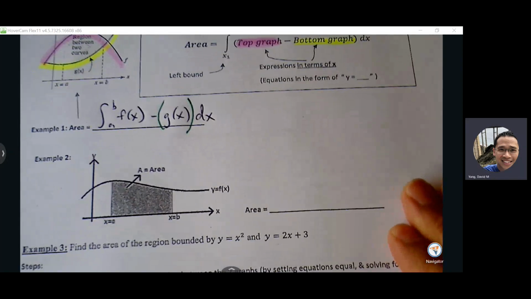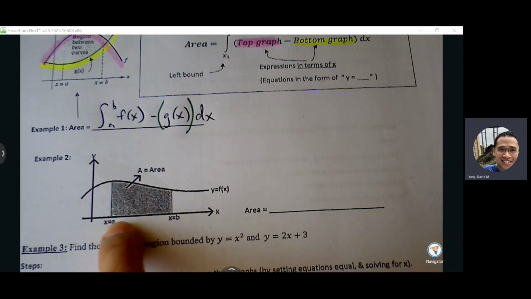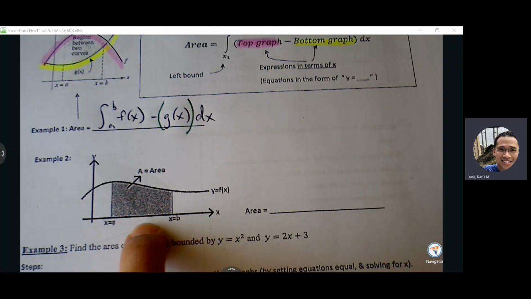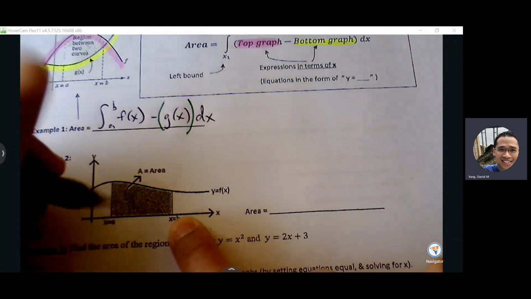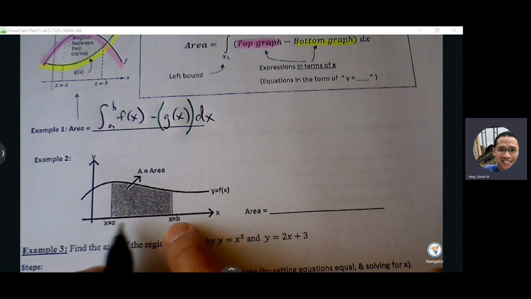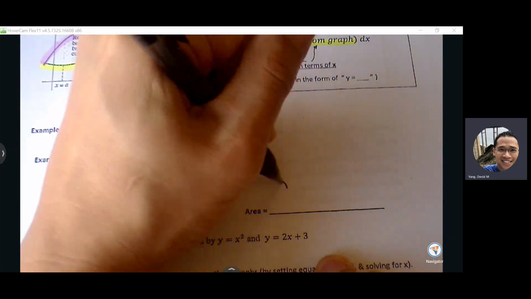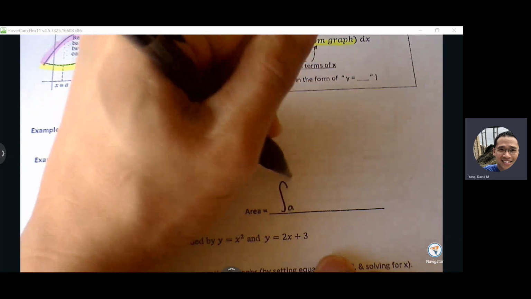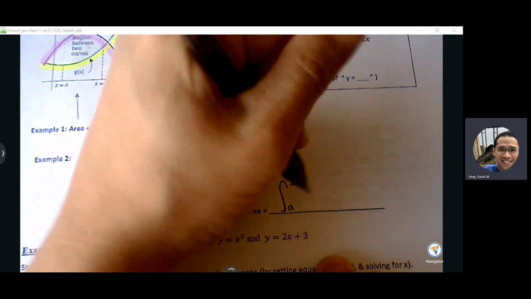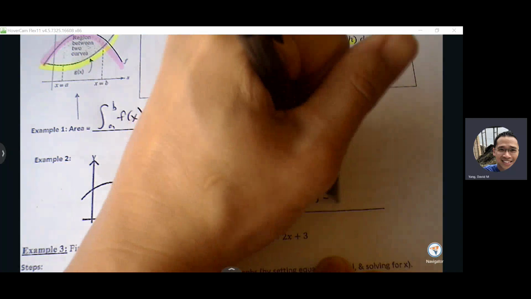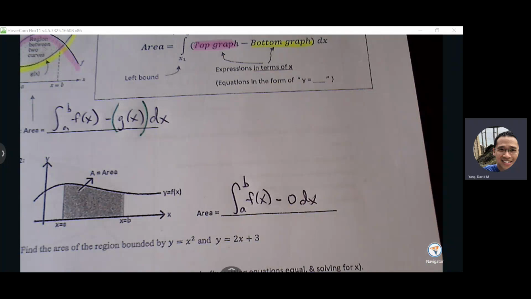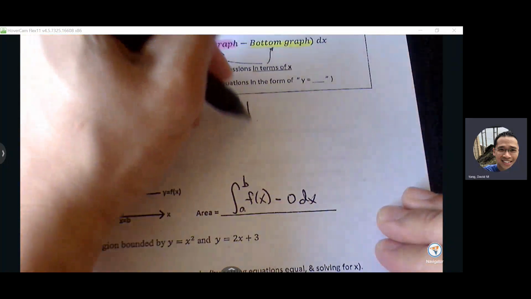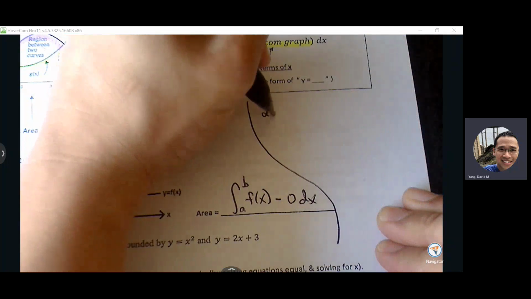Okay, so example 2. Like what we've been saying before, if your bottom graph involves the x-axis, then it feels like it's not there at all. But here, my top graph is f of x. I'm working the region from a to b, and then my bottom graph is 0. So technically, it's the integral from a to b, top graph f of x, minus y equals 0. We've always been leaving the 0 out because it's always been the x-axis. Let me do a related one here. Let me call this example 2b.